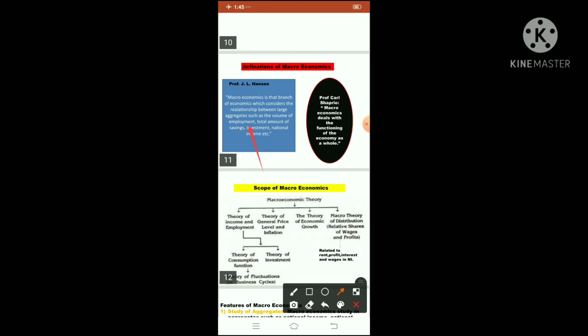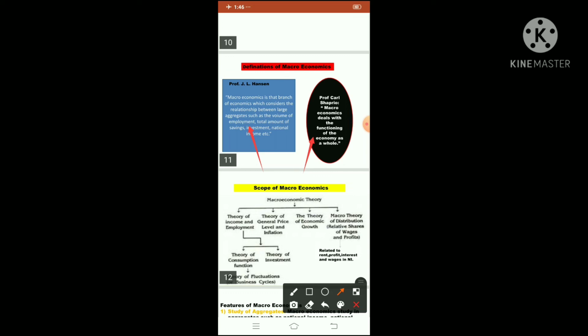And the next definition is by Professor Carl Shapiro. What Professor Carl Shapiro tells us is that macroeconomics deals with the functioning of the economy as a whole. So it deals with the function of the economy as a whole. See, as a whole. Who? Macroeconomics. So in a whole lump sum way, it deals with the economy. So keep in mind, two definitions are there.